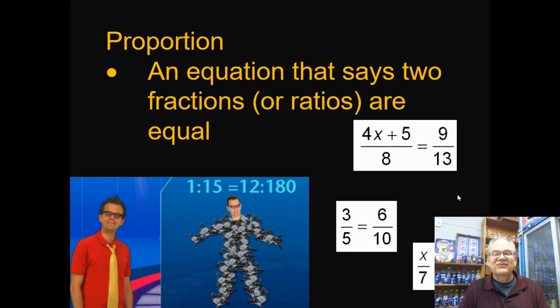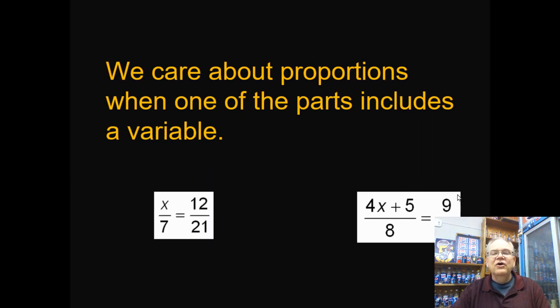You can also have proportions that don't have literal fractions. They have ratios like 1 to 5 equals 12 to 180. It's the same type of thing. When we work with proportions in algebra, we're going to care about ones where you actually have a variable in the expression. If you don't, it pretty much just boils down to reducing a fraction, and that's why we care about what's x in situations like this.